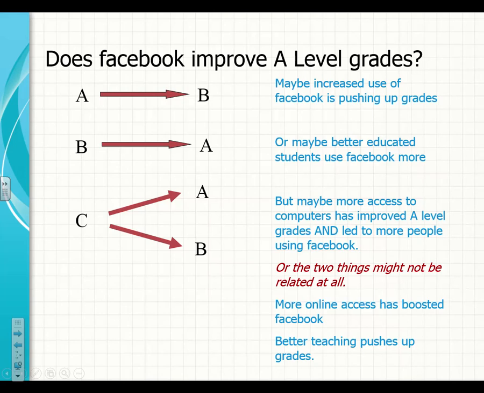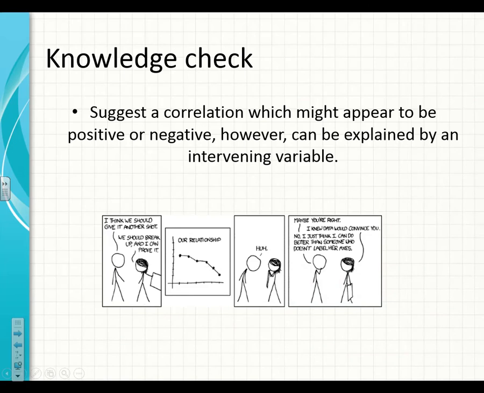There could be an intervening variable, that more access to computers has improved A-level grades and has made it so that more people can use Facebook. Or it could be the two things aren't related at all. So more online access has boosted Facebook and better teaching has pushed up grades as well. So C, where we're talking about intervening variables, that's C, but there are loads of other reasons that it could look like causation.